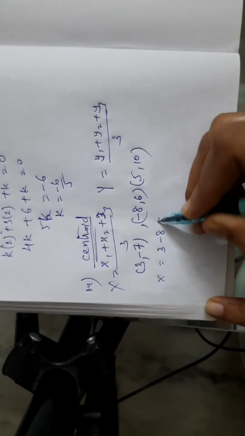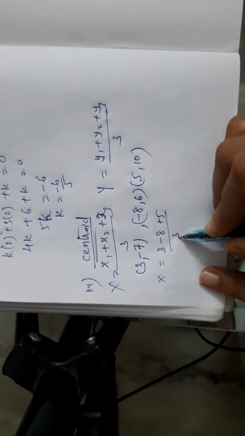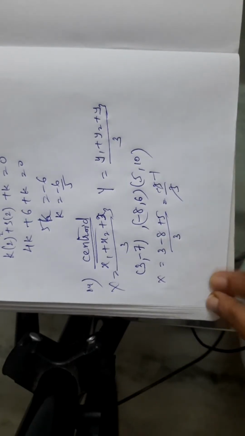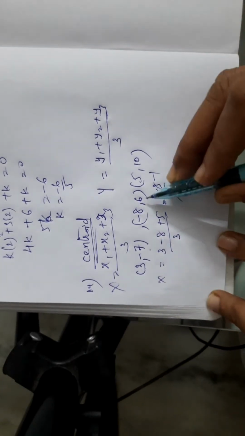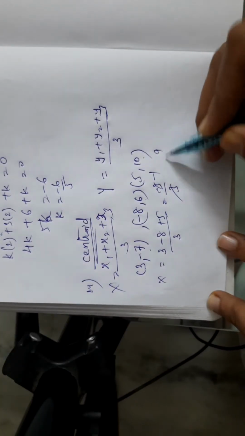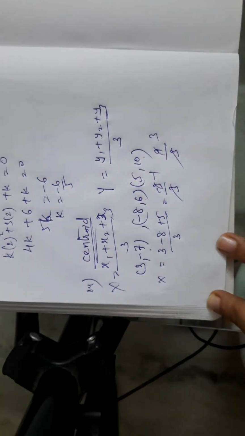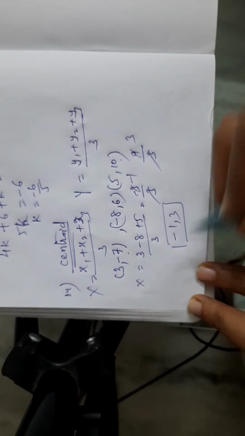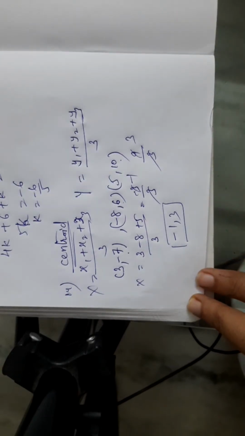3 minus 8 plus 5 divided by 3. Minus 3 by 3, minus 1. Minus 7, 6 plus 7, 16. So it's 9. 9 by 3, 3. So answer is minus 1 and 3. Are you there, Vivek? Not saying answer?